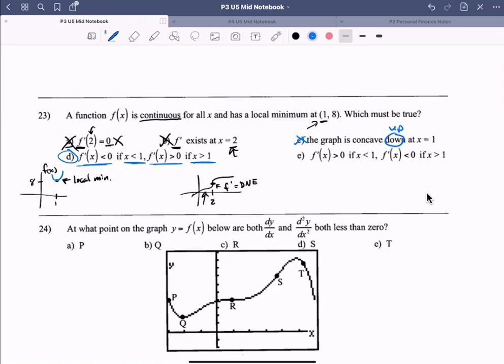Let's look at E and see if we can eliminate that one. This says f prime is positive before 1, which is not true. We would have to be decreasing, then increasing in order for us to have a local minimum. So there we go. We don't have to look at the next part, since E has been eliminated. So our answer is D for number 23.